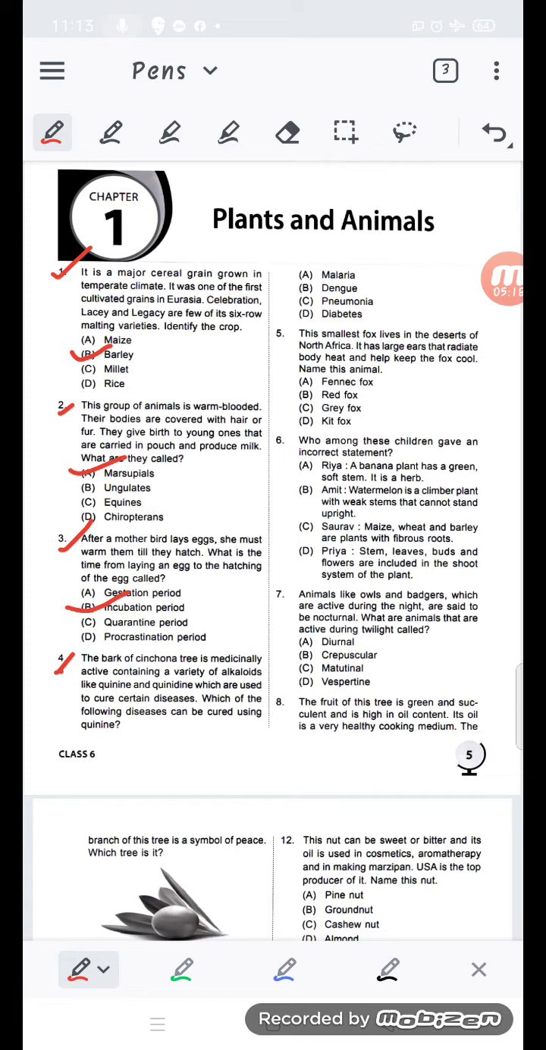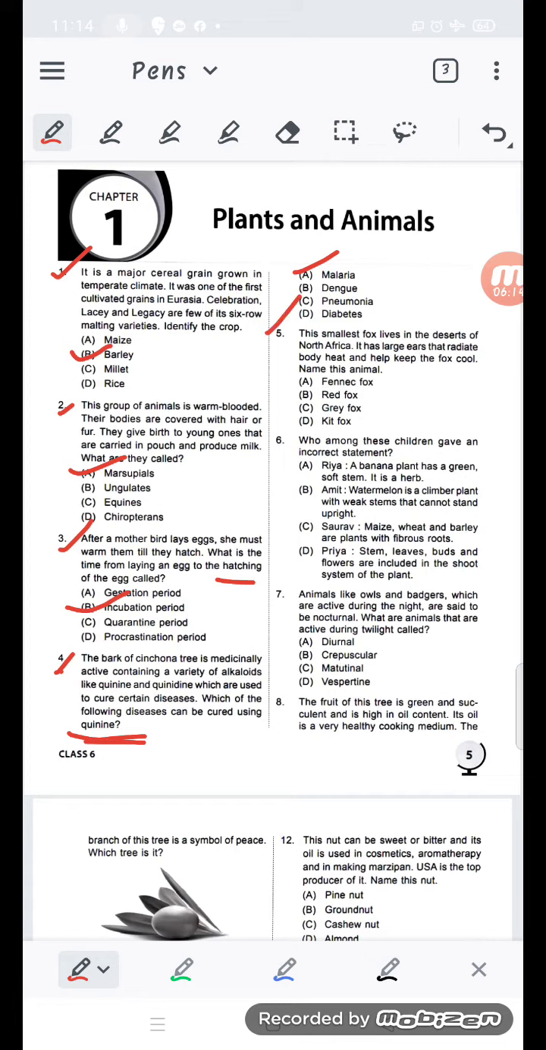Okay, coming to the fourth question. The bark of the cinchona tree is medicinally active, containing a variety of alkaloids like quinine and quinidine, which are used to cure certain diseases. Which of the following diseases can be cured using quinine? Options are given: A, malaria; B, dengue; C, pneumonia; D, diabetes. So it is quinine. Malaria is cured by quinine. Okay. The period of hatching, incubation. Remember these things.